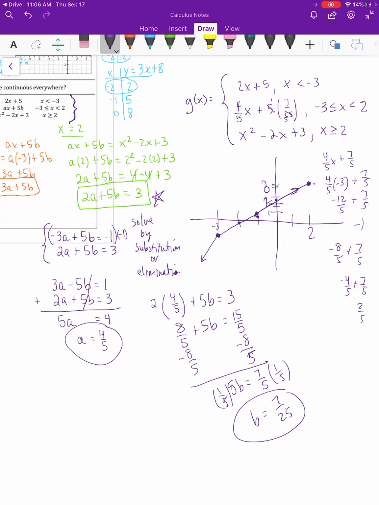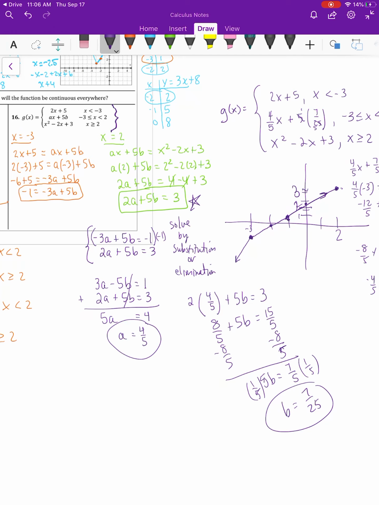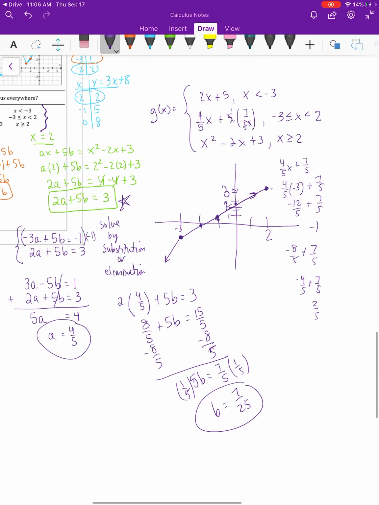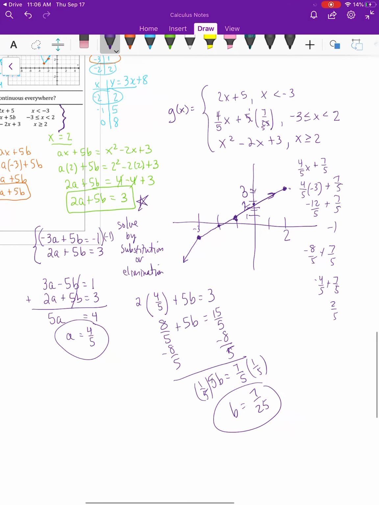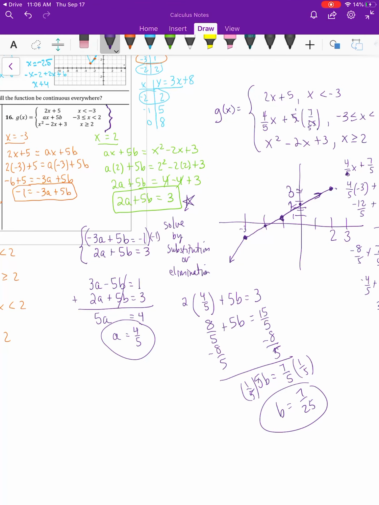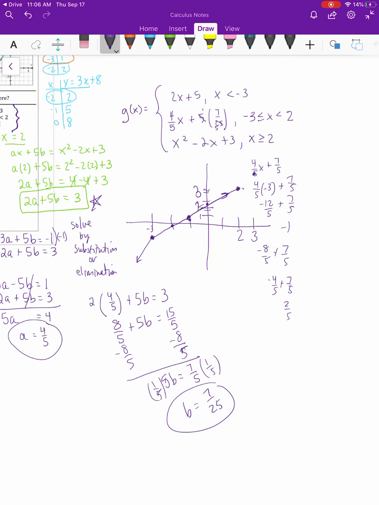I bet at 2, it's going to have a y value of 3, so that's 4 minus 4 plus 3. Yes, it does. At 2, it has a y value of 3. Then at 3, it would be 9 minus 6, which is 3, plus 3 is 6. So at 3, I would go up to 6. And then at 4, it would be 16 minus 8, which is 8 plus 3 is 11. So at 4, I'd be way up here at 11. So you can just imagine that that would go like that. So it goes right into a quadratic function, but there is no discontinuity. They're all connected, even though it's 3 different functions.